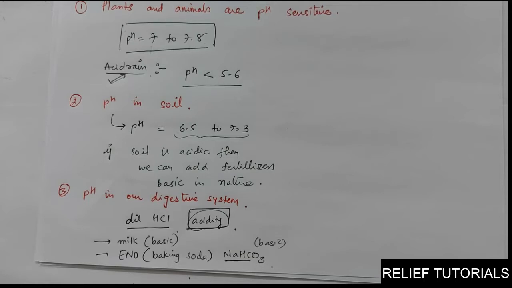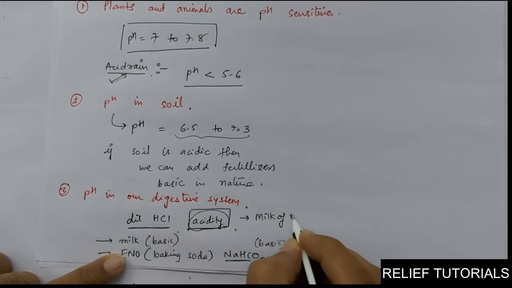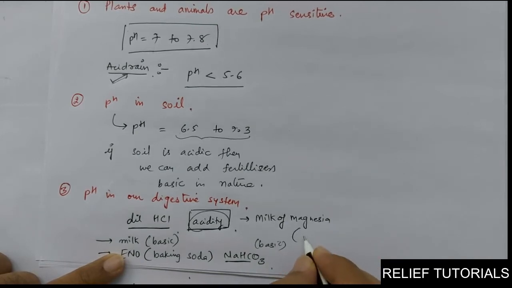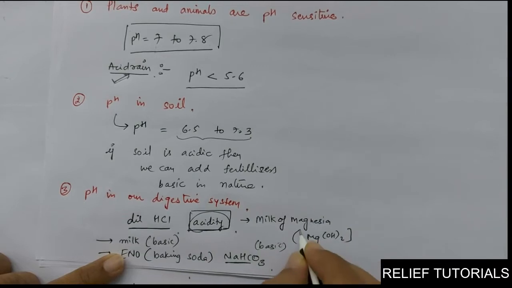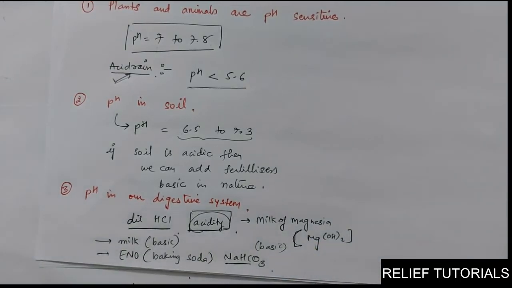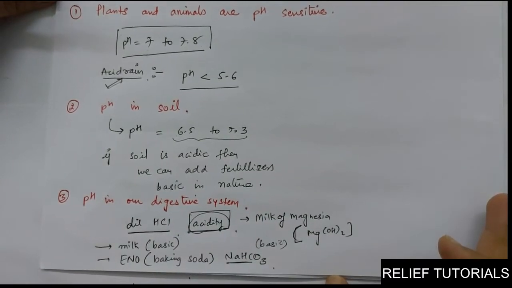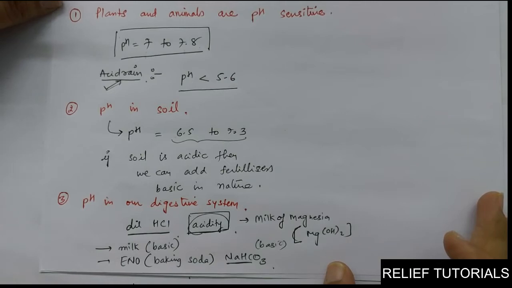And if you have extreme acidity, then one more substance is very famous in the market, that is milk of magnesia. The formula for milk of magnesia is magnesium hydroxide, Mg(OH)2. Doctors recommend milk of magnesia to remove acidity because it is quite basic in nature. So when it is added to your body, it neutralizes the acidic substance present in your body and gives relief from your acidity.